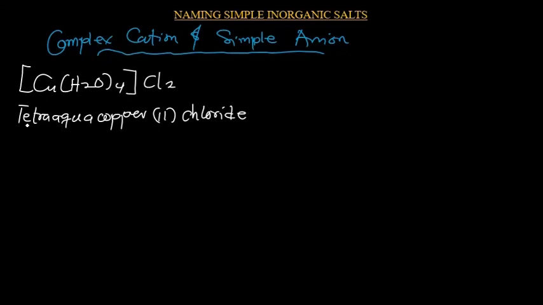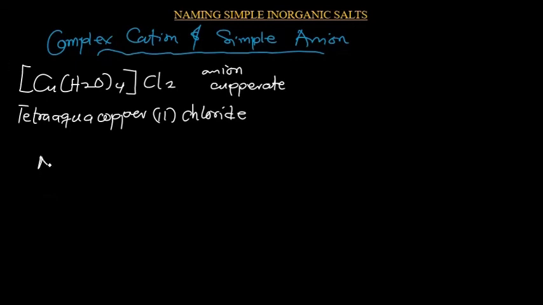So one other thing you have to take note of is that when we have copper as a cation, we state it as copper, okay? But if it is an anion, we call it cuprate. Cuprate. So if it is an anion, we call it cuprate. All right. Now you can try this example.